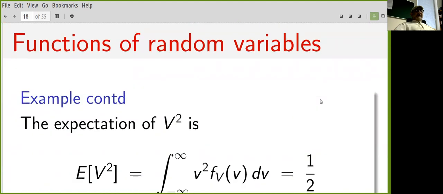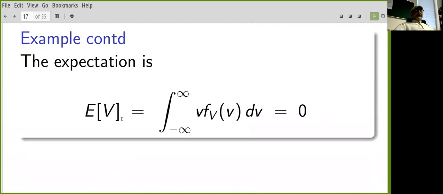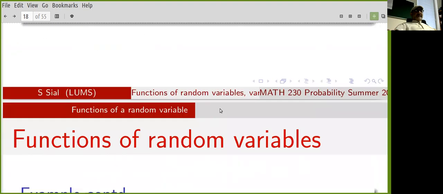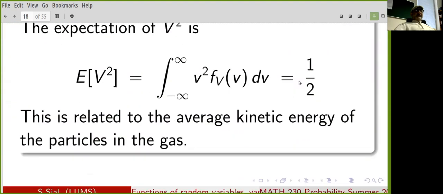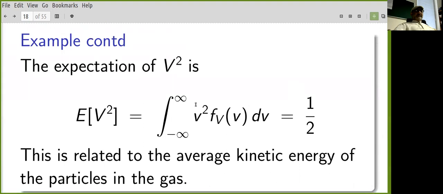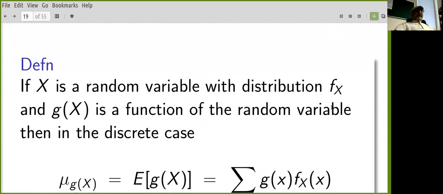Now, a function of that random variable capital V would be something like v squared. If we want the expectation of v squared, that would be the integral from v equals minus infinity to v equals plus infinity of v squared times the PDF for v dv. And if you do that, you'll find that the result is 1/2. This is related to the average kinetic energy of particles in a gas.